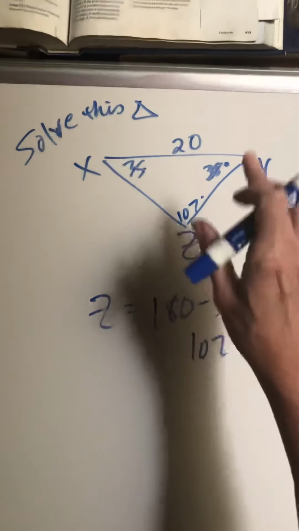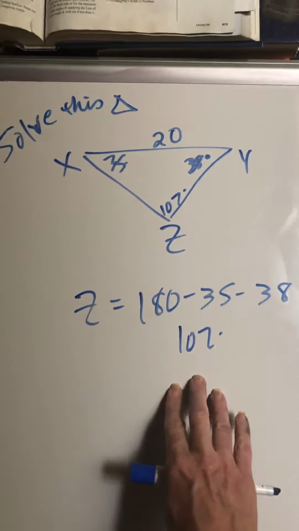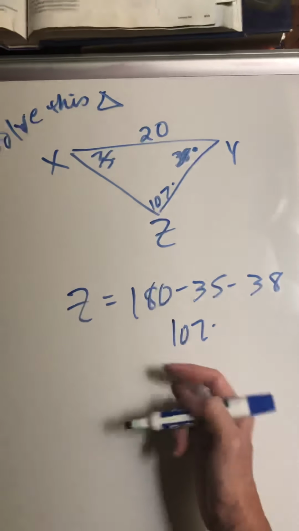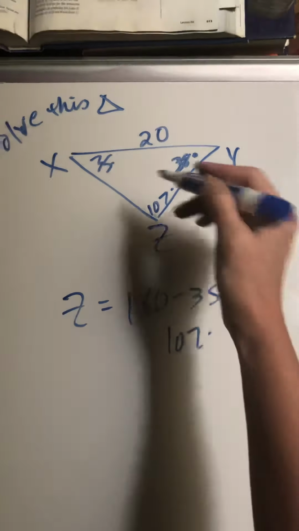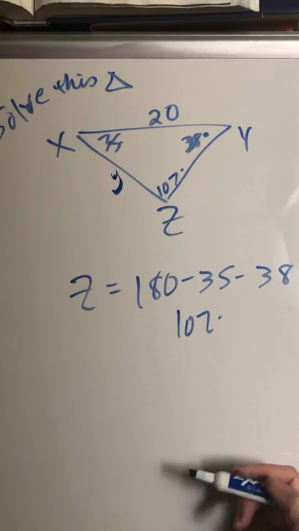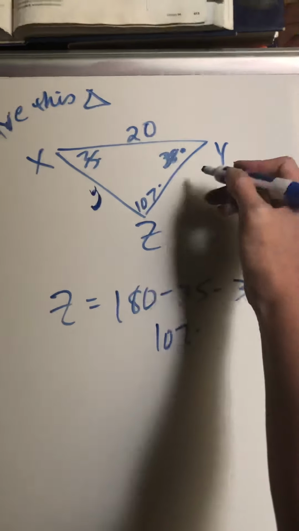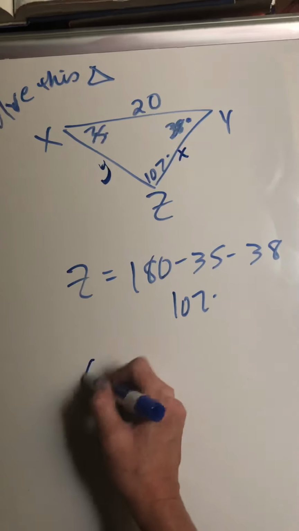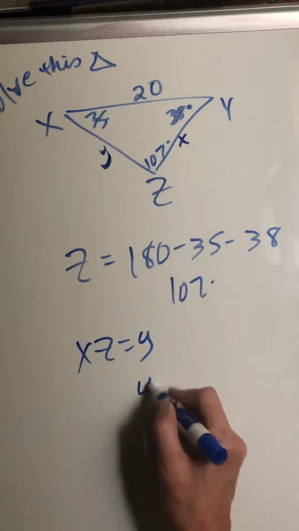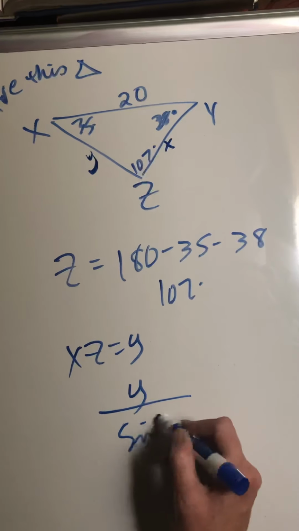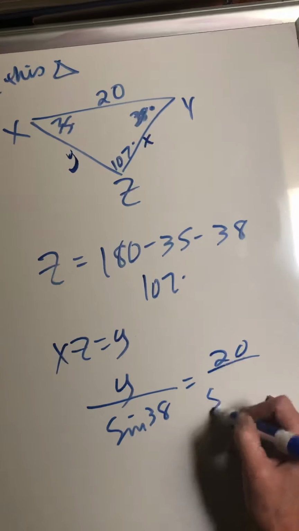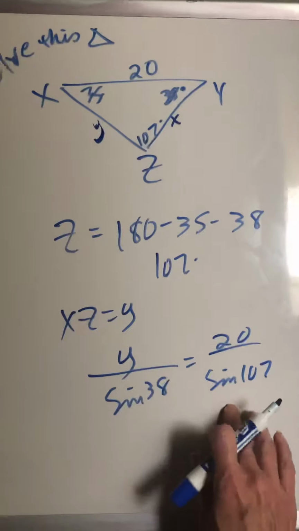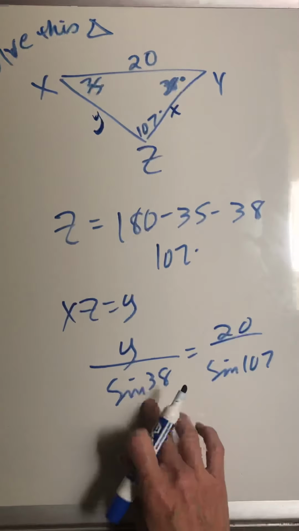Now I can set up law of sines because I found my missing angle, and I don't have to use law of sines to find it. I just use what I already know. But to find XZ, we're going to have to use law of sines. We can write Y on it because it's opposite angle Y. Another name for YZ is X because it's across from angle X. So I'm going to put Y over sine 38 equals 20 over sine 107. Look at the triangle: 20 and 107 are across from each other, so I put them in the fraction. Y and 38 are across from each other, so I put them in the fraction.